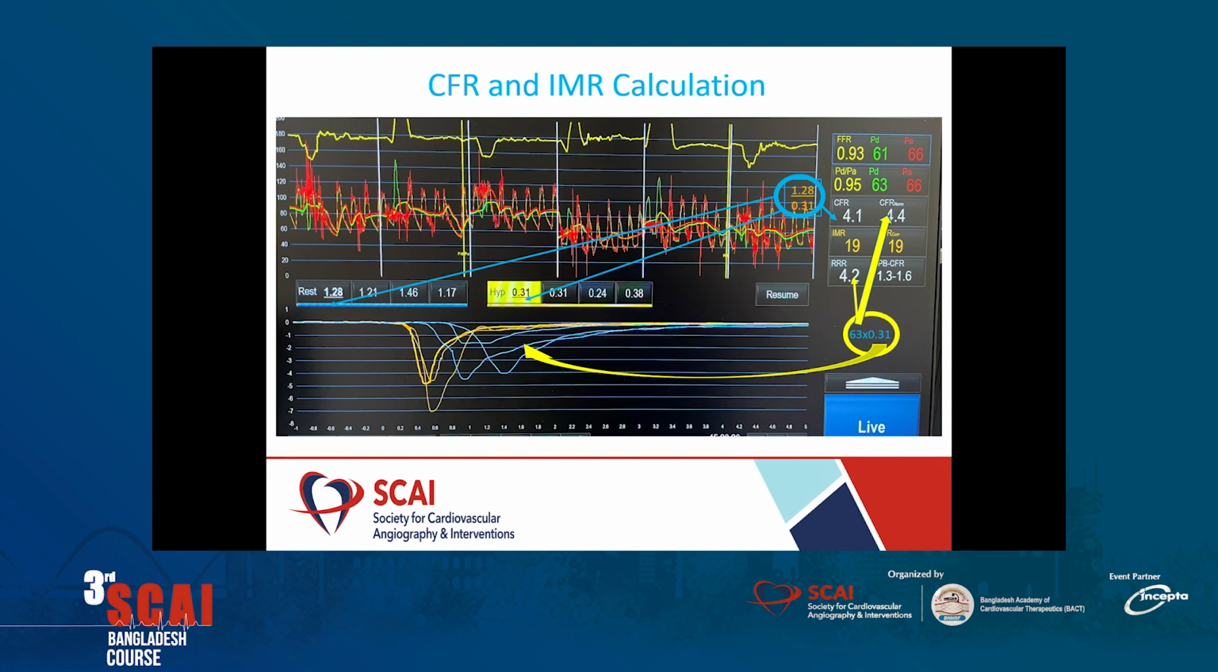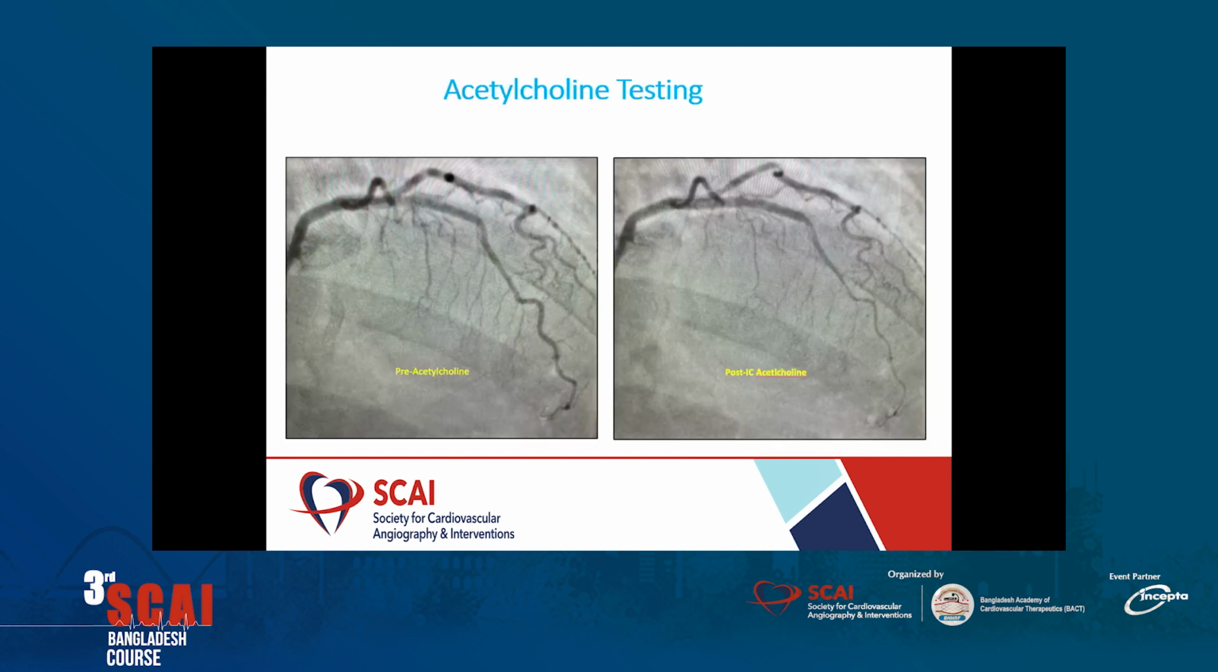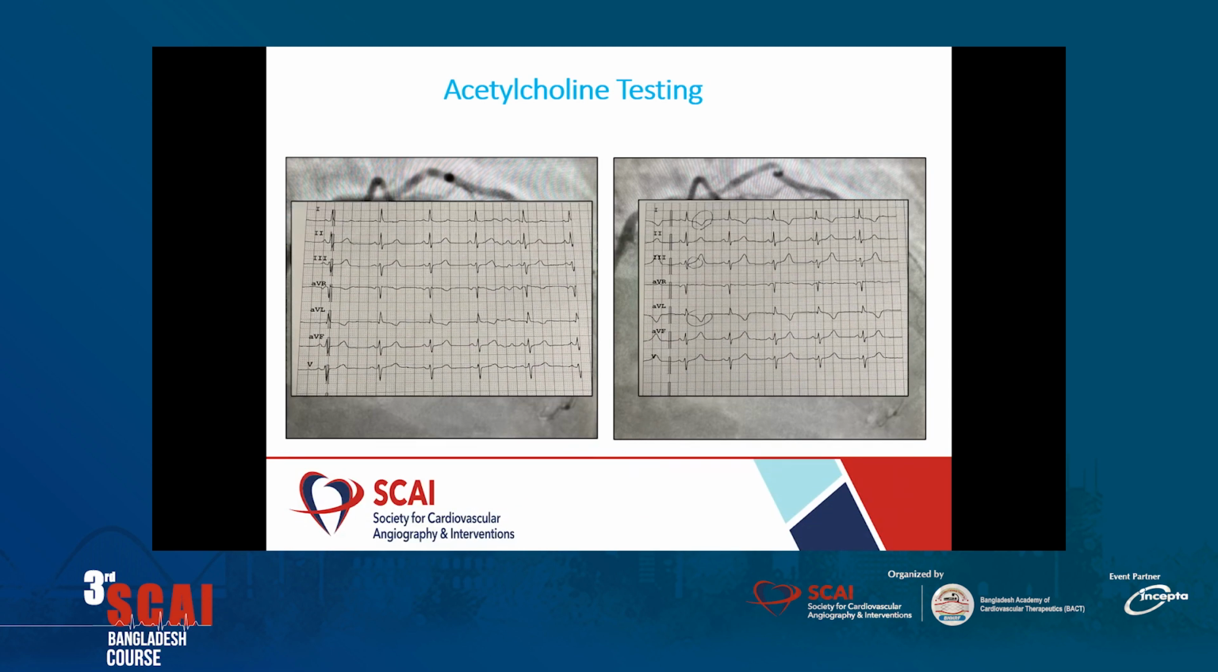And that's all you need to know. We don't have enough time to go into details on how to calculate, but that's very simple. Then we do the acetylcholine challenge test. You see the acetylcholine, and we give the acetylcholine. There is a diffuse disease in the LAD. But that's not enough. You have to look at the EKG.